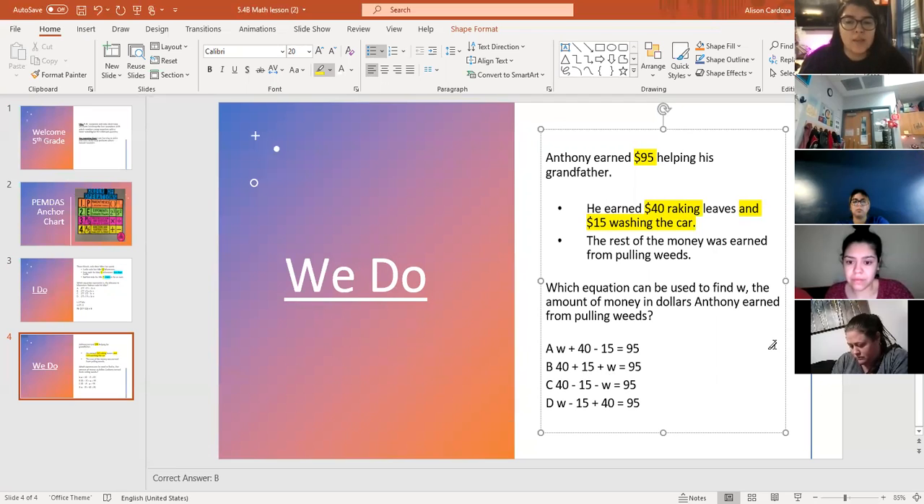I would say it's wrong because we're using addition, and all 3 of the amounts have to equal the total that he made, which was 95. So because it has this minus 15, I would say it's wrong. Good job. Okay. What about answer choice B? Do you think B could be right because you said it's all addition, right? Yes. Okay. So just to make sure, I think we need to go through the other answer choices to make sure. So answer choice C, does that have addition or subtraction?